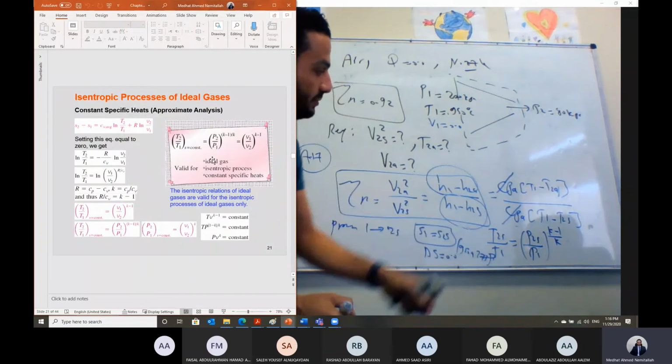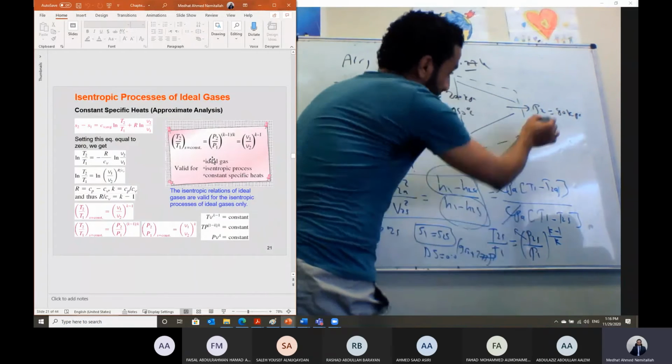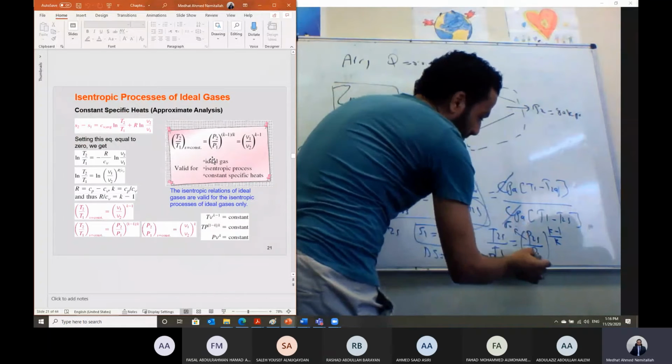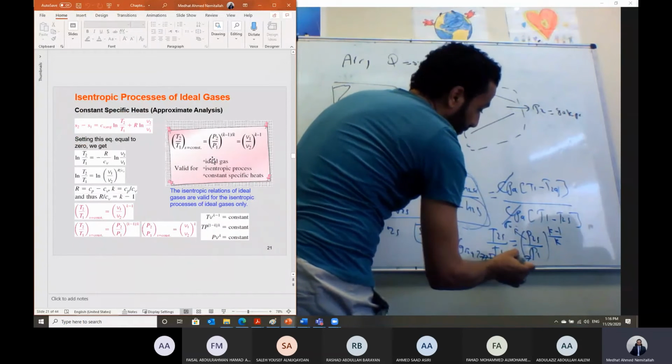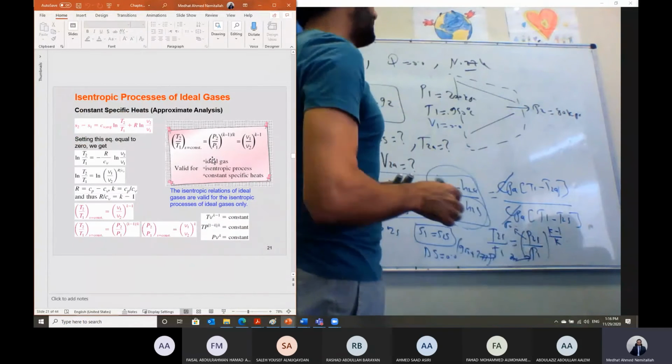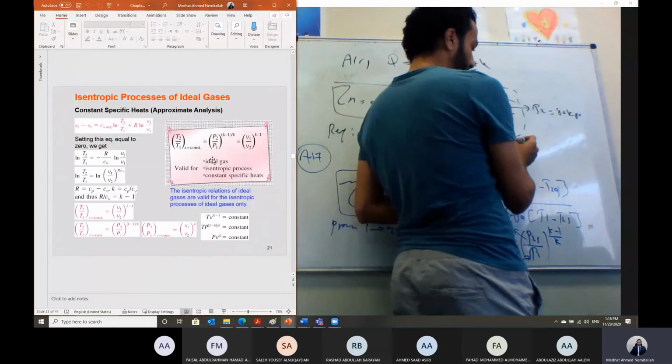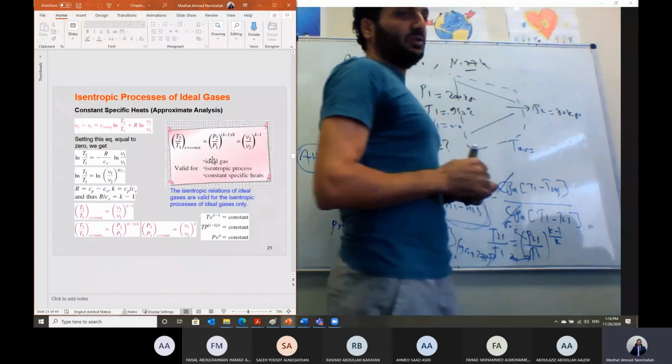I need to calculate T2S. I have P2 equal to 80 kilopascal, P1 equal to 200 kilopascal. And the value of k is calculated from where? k is calculated at the average temperature.